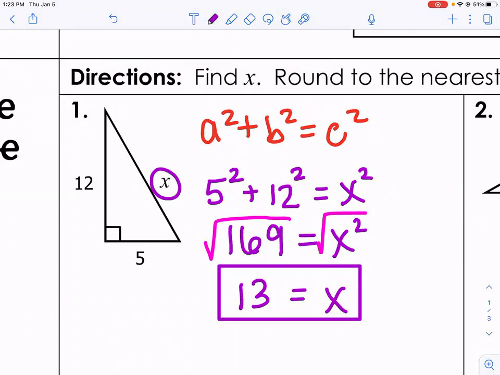So, for the answer, should we write it as x equals 13 or like... We should write x equals 13. Just that. Nope, because it's a side. Okay.